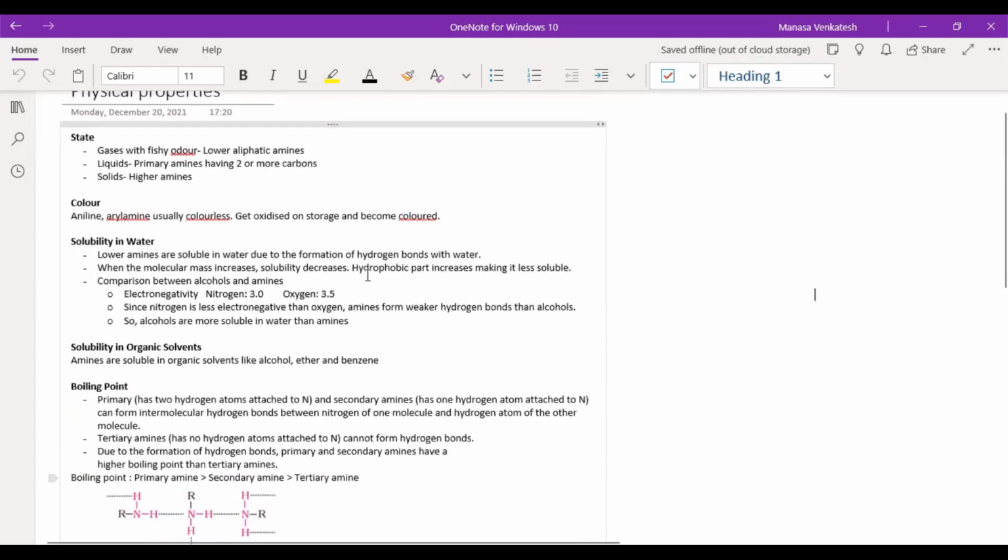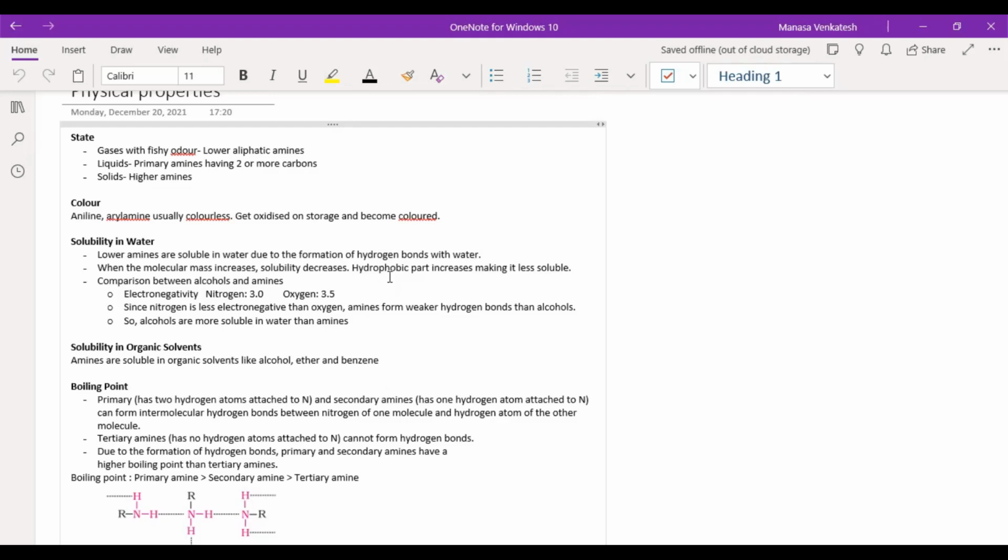Two important things: solubility in water. Lower amines are soluble in water, and as the size of the molecule increases, the solubility decreases. When we compare alcohols and amines, due to the higher tendency of an alcohol to form a stronger hydrogen bond, because oxygen is more electronegative than nitrogen, alcohols are more soluble in water than amines.